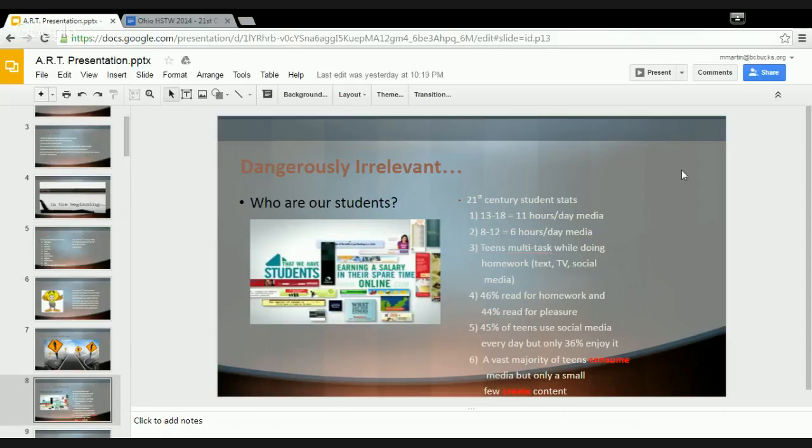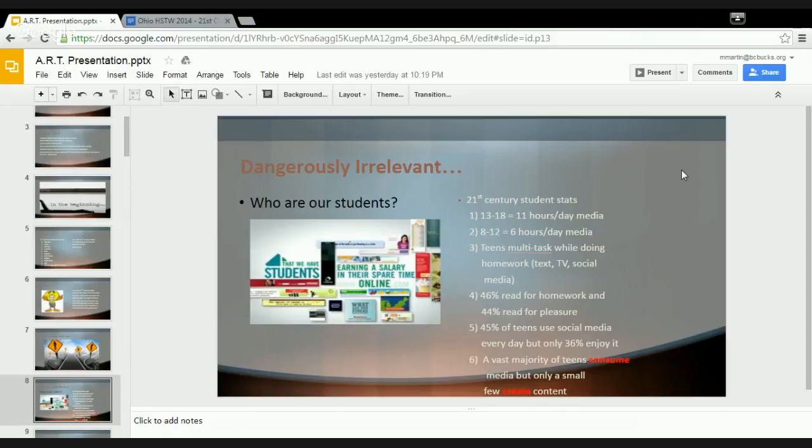And as I dug into this, I saw that 46% of students would read for homework, and another 44 would read for pleasure. And that stat has always kind of stuck out in my mind. I haven't quite figured out totally what that stat means yet, but it's always stuck out in my mind that we have more students reading for homework than we have reading for pleasure. I typically like my children reading for pleasure.